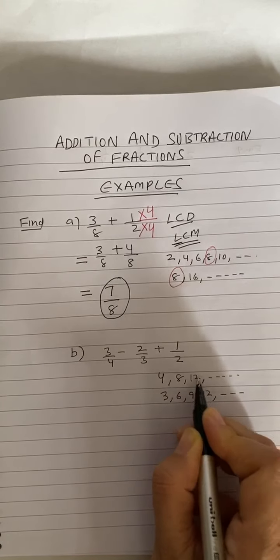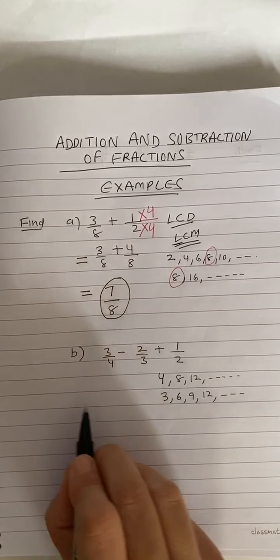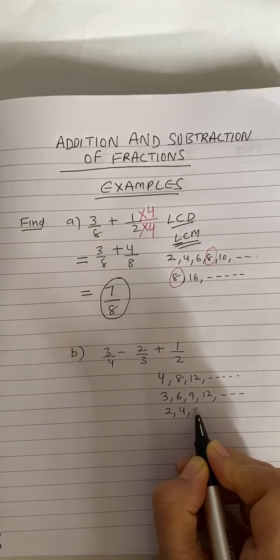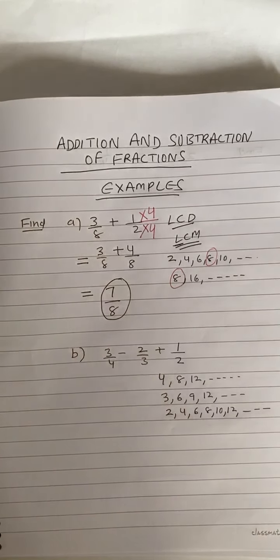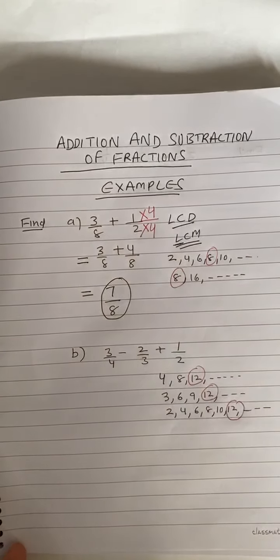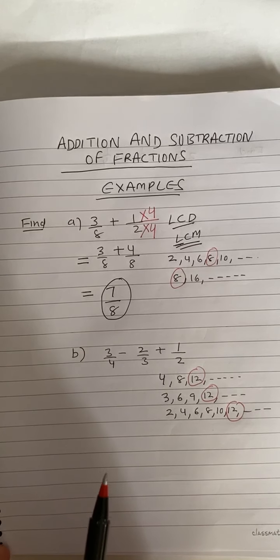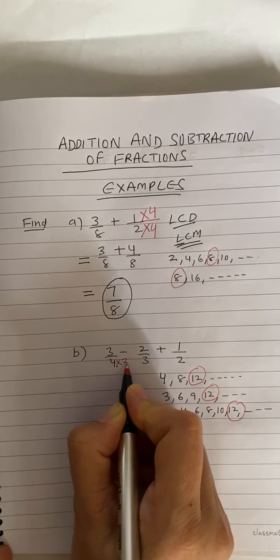So I can see 12 seems like a least common multiple, but we need a least common multiple for all 3 denominators. So 2, 4, 6, 8, 10, and 12. I can see that 12 is the least common multiple here. Which means I need to make all the denominators the same and equal to 12. Now 4 times 3 gives me 12.